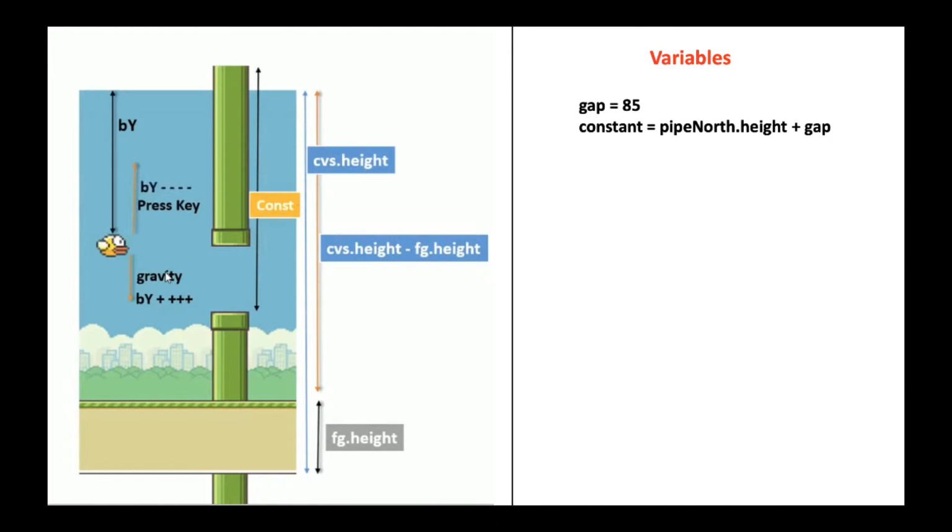We need to work with this constant. So the way of maintaining that gap will be to use a variable called constant, for want of a better name, which is really the height of the north pipe plus our gap. Now, our gap being 85 at the moment, we can play around with that based on what you think looks about right as the game progresses. But that constant variable is going to be quite important.